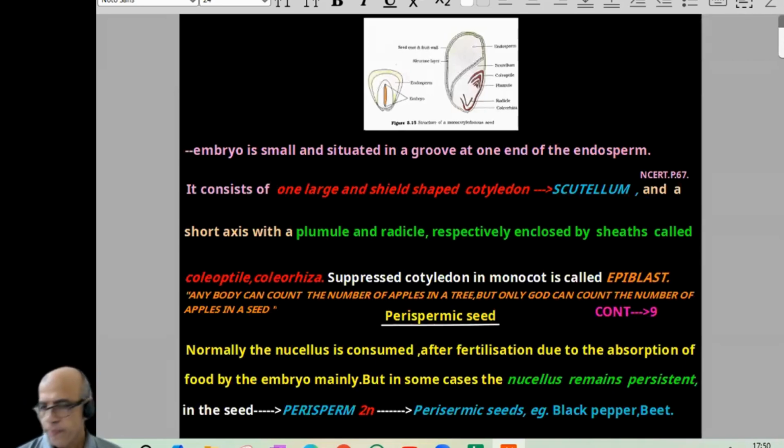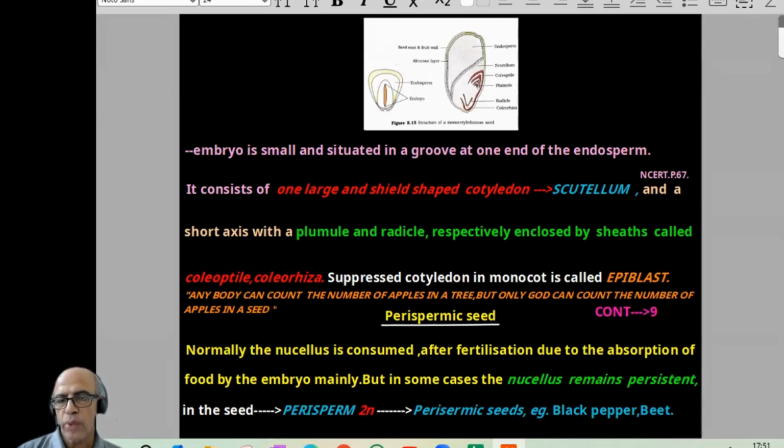Now, the embryo is small and situated in a groove at one end of the endosperm. It consists of a large, shield-shaped cotyledon called the scutellum, and a short axis with the plumule and radicle, respectively enclosed by sheaths called coleoptile and coleorhiza. That is plumule, coleoptile, radicle, coleorhiza.